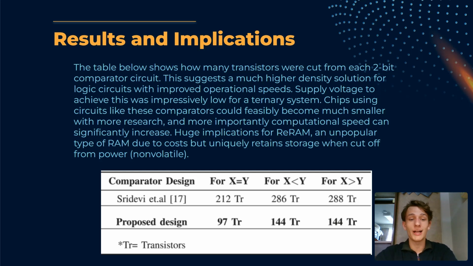An impressive thing that they didn't really address is the supply voltage they used. It was only 0.9 volts. And for a ternary system, that means they have to read all the way to 0.45 volts. And a 0.5 volt solution is typically considered ideal for these using binary, which is really impressive.